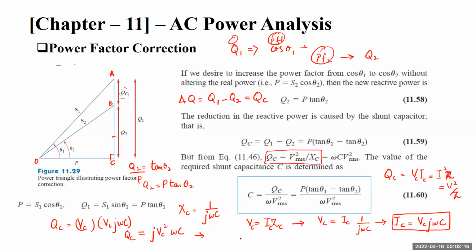So if I have to calculate the capacitance, we just have to use the magnitude QC divided by VC square into omega. And this is exactly QC over VC square times omega, or remember these values are calculated in RMS. And for QC, we know that this Q value of QC can be calculated as Q1 minus Q2, and putting these values in the formula, we can easily find out the capacitance that is required to improve the power factor of a load.